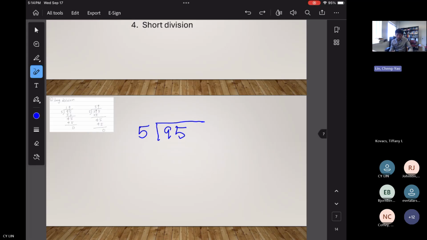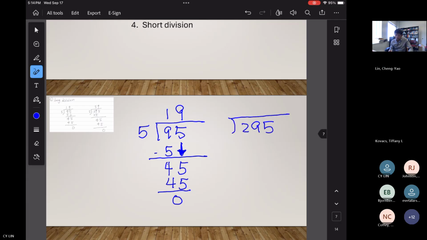So you want to take 5 times 1 equal 5. And you want to subtract this. 9 minus 5 equal 4. And you bring the 5 down there. And then you take 9 times 5 and 45. All right. And it's important, if you have an arrow sign like this, that helps children to see the place value. All right. And next example, 295 divided by 5.